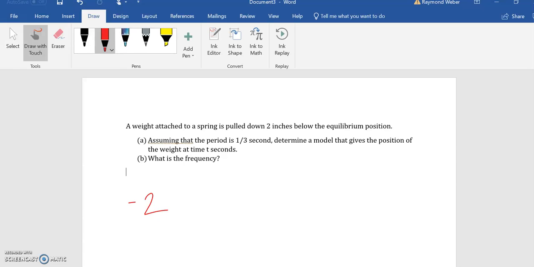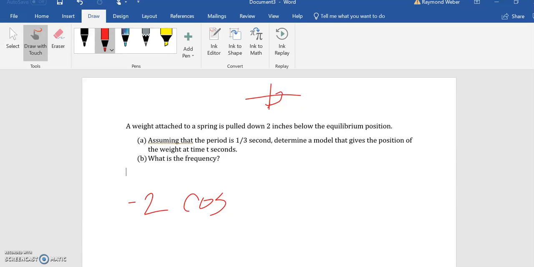We also started down, so that means that if you think about the graph, this started down here, right? That's cosine, okay? If it started here at 0, 0 in the equilibrium position, that would be sine. So that's kind of how you differentiate between those two.